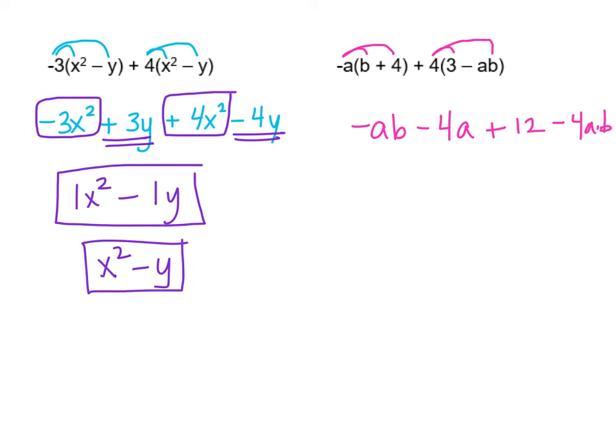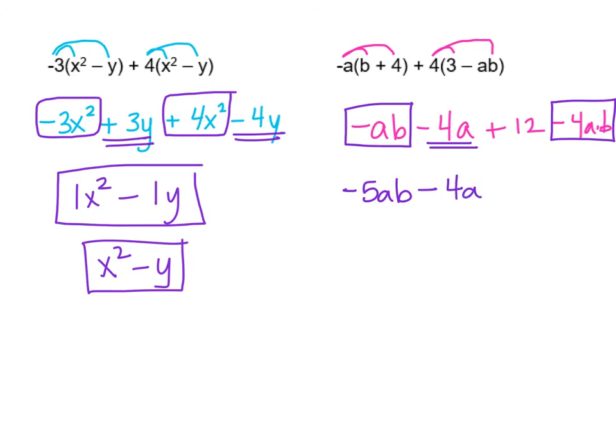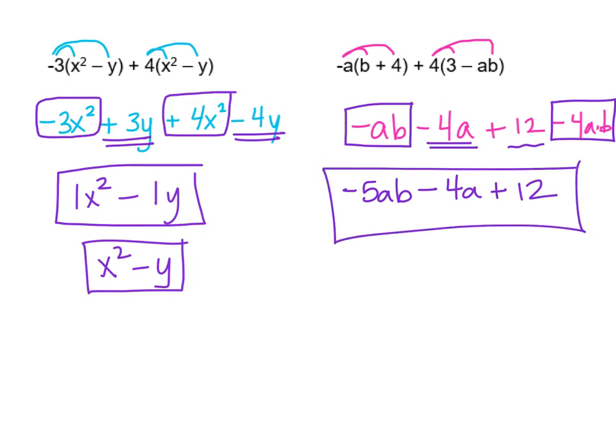Then we look for any like terms. I see a negative ab and a negative 4ab. So when you combine those, we'll add those and get 5. Keep the same sign, negative 5ab. And then this negative 4a doesn't have any a's to go with it, so that's just going to stay as minus 4a. And then we've got this plus 12 that's just going to get carried down for our answer. And that one is done.